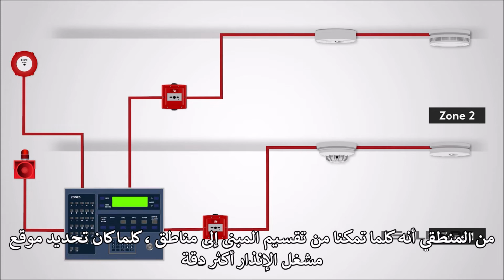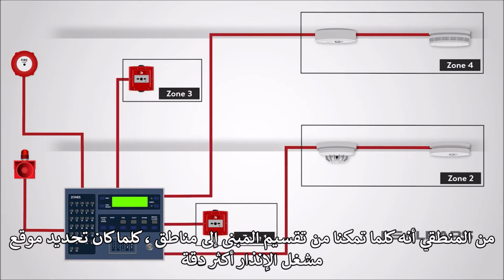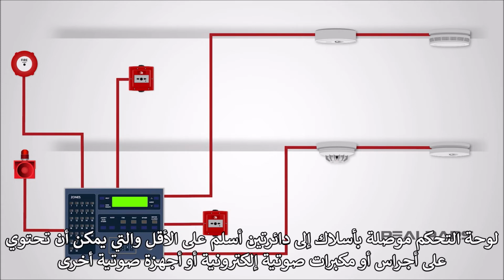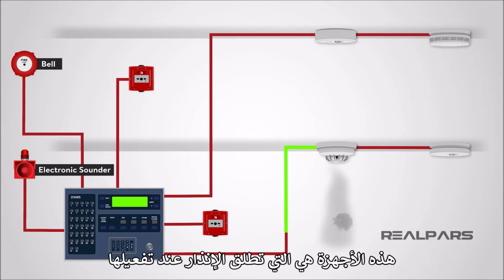It makes sense that the more we can divide a building into zones, the more accurate locating the alarm trigger will be. The control panel is wired to a minimum of 2 sounder circuits, which could contain bells, electronic sounders, or other audible devices. It is these devices which sound the alarm when triggered.